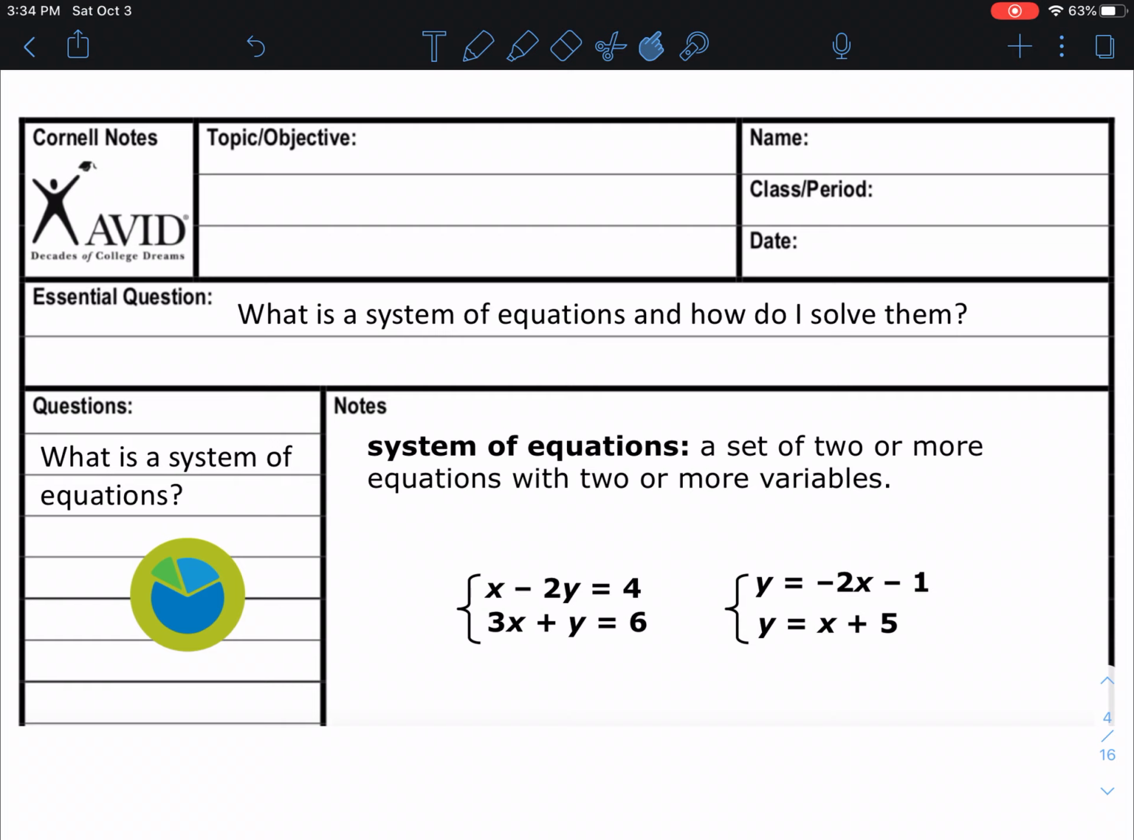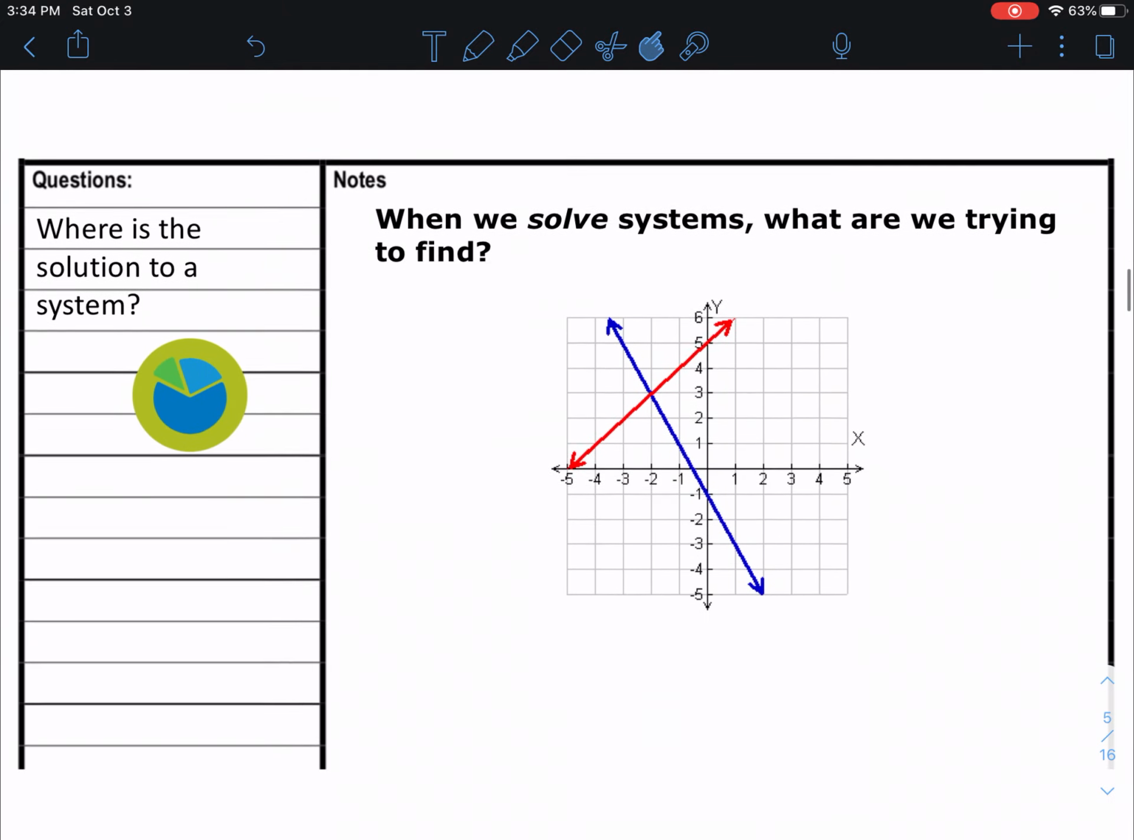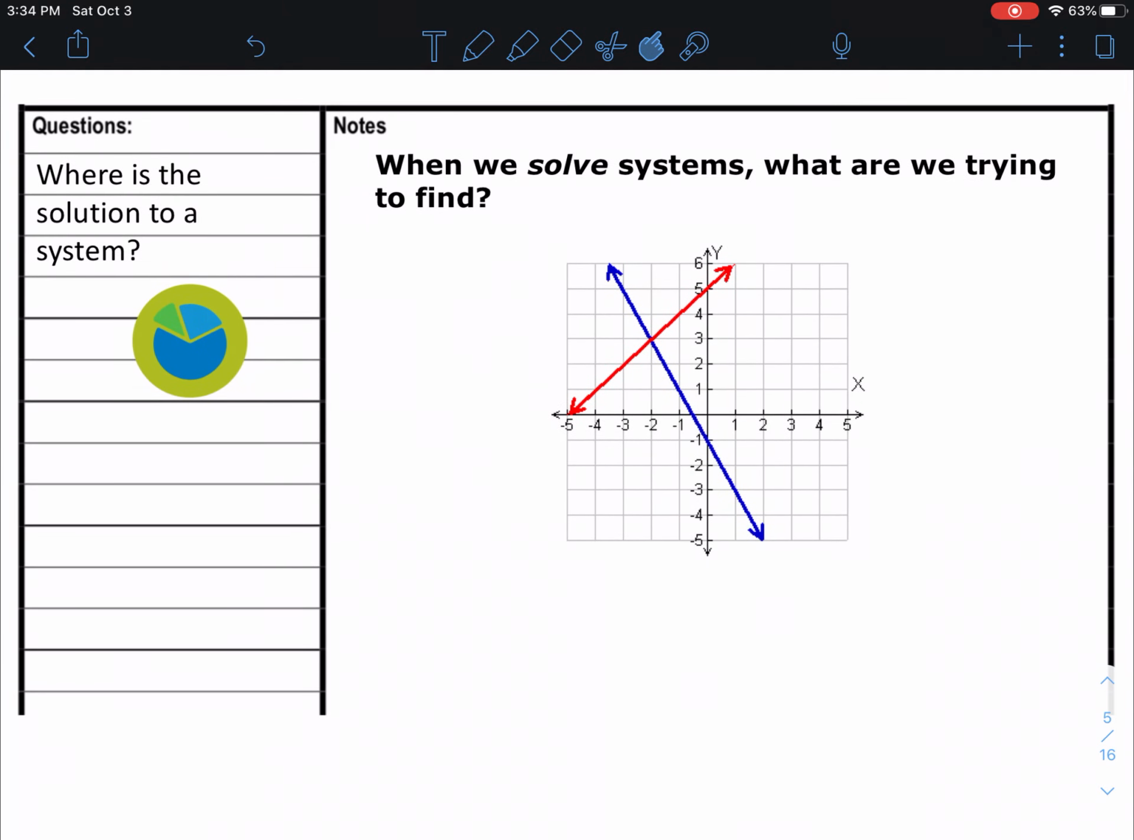We are going to add to that, since three variables will allow us to have three dimensions, and that comes into play with animation and computer graphics and things like that. So, okay, how do we solve them? Well, before we get to that, what is a solution to a system? When we're solving systems, what are we trying to find? I'll pause it here.